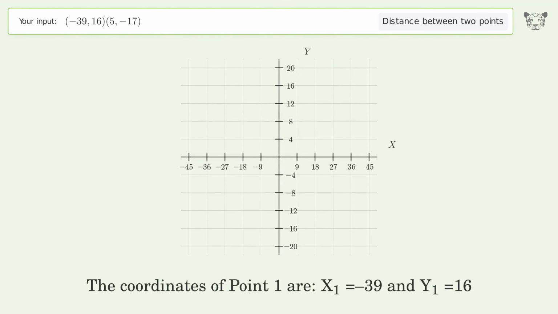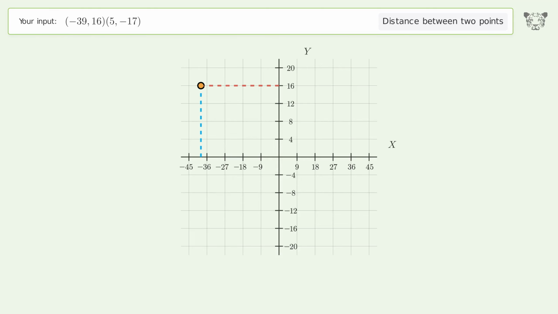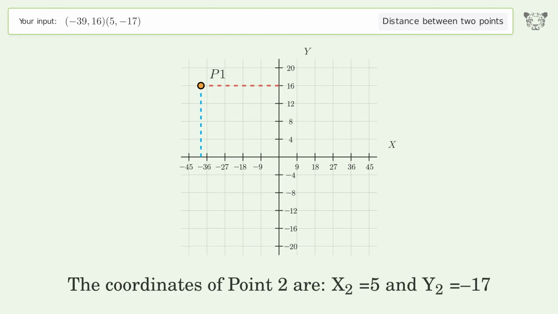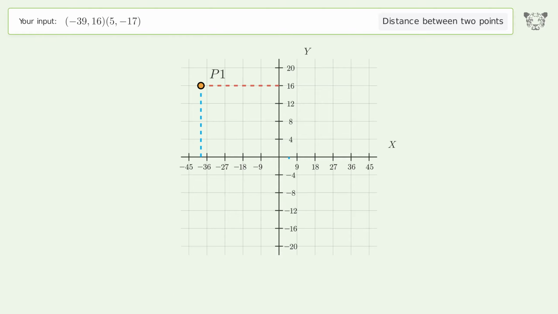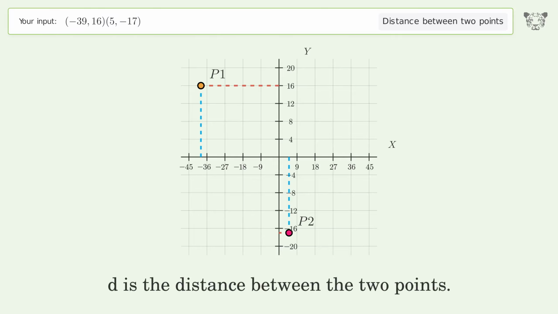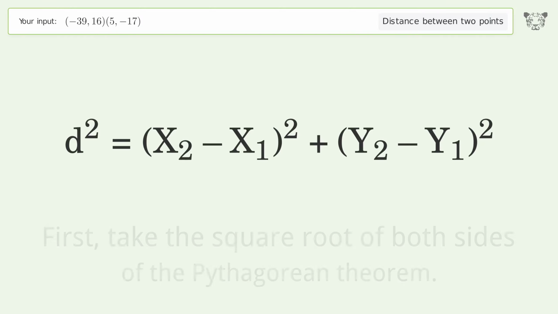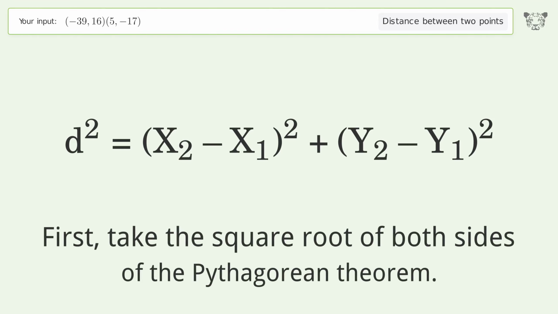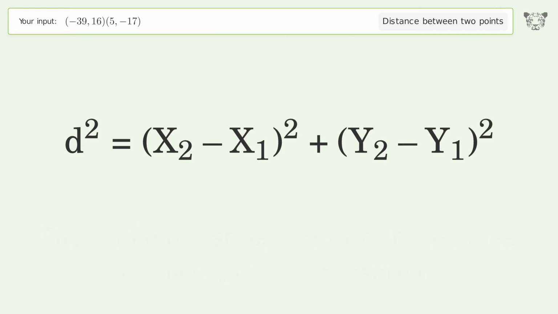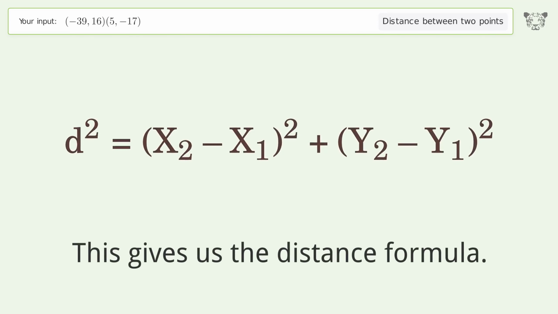The coordinates of point 1 are x1 equals -39 and y1 equals 16. The coordinates of point 2 are x2 equals 5 and y2 equals -17. D is the distance between the 2 points. First, take the square root of both sides of the Pythagorean theorem. This gives us the distance formula.